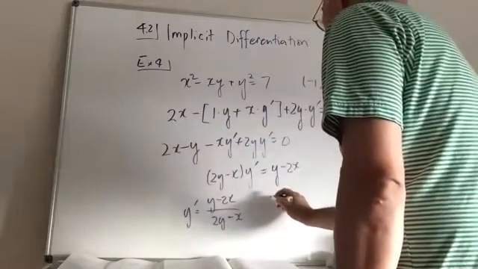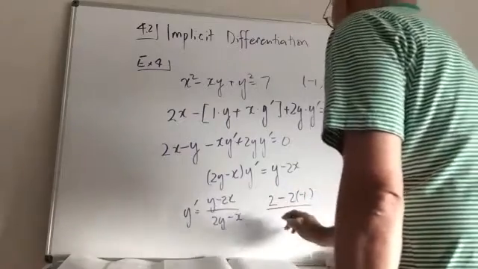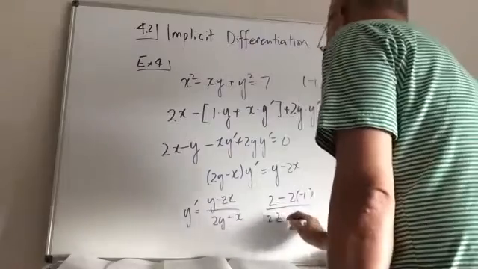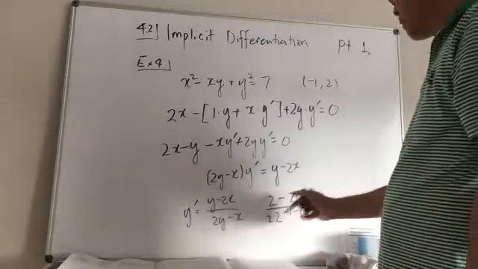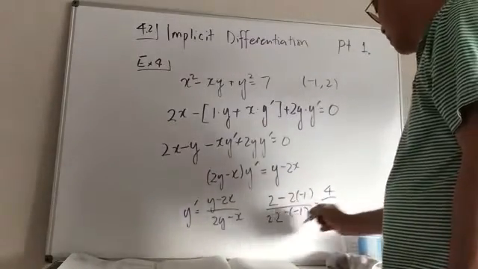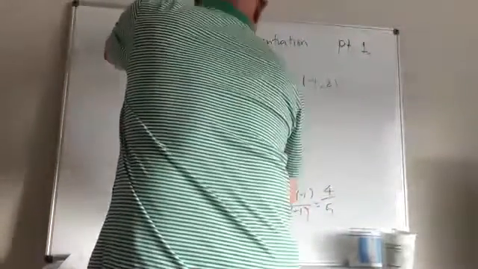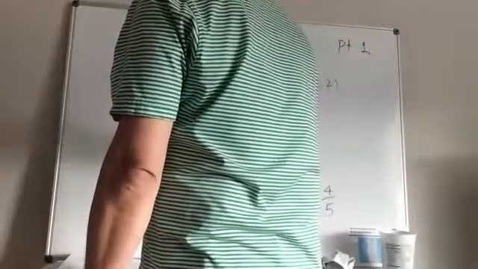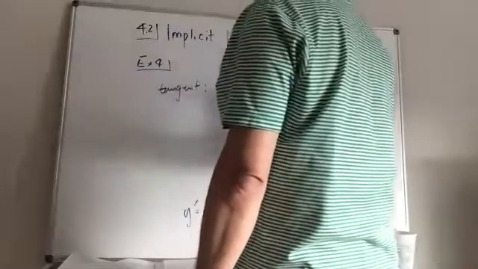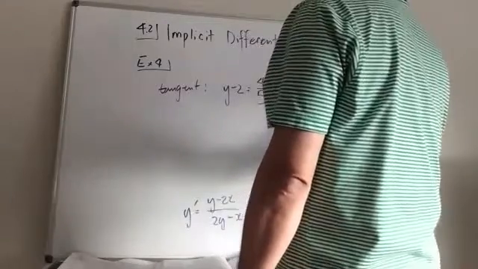It's going to be 2 minus 2 times -1, over 2 times 2 minus -1. So on the top, I'm going to get 2 plus 2, which is 4. On the bottom, I'm going to get 5. So that's my slope. So since that's my slope, the tangent line is going to be y minus 2 equals 4/5 times (x plus 1), because it goes through this point.